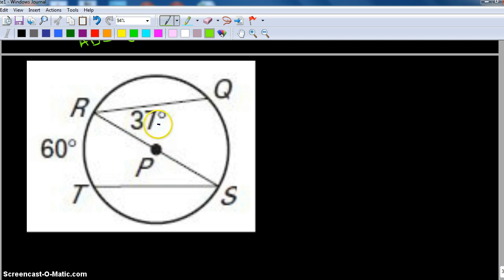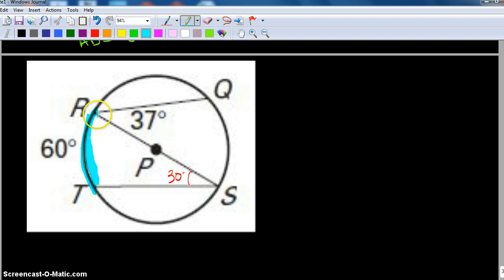Now, I'll work this one first right here. Here's my arc. You are on the outside. The outside is 60. So if I wanted to come back inside, you divide. To go in, you divide. So that's 60 divided by 2. This is 30 degrees.